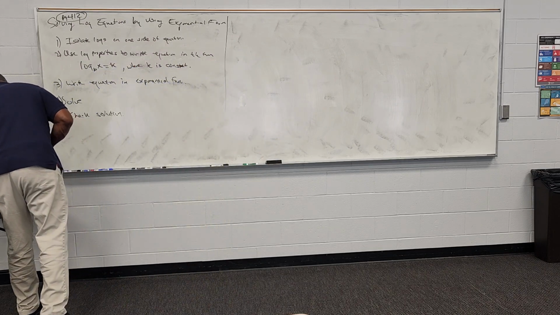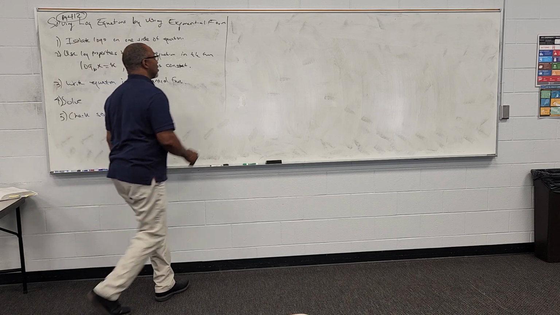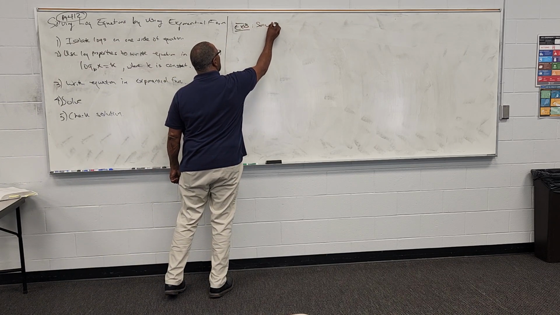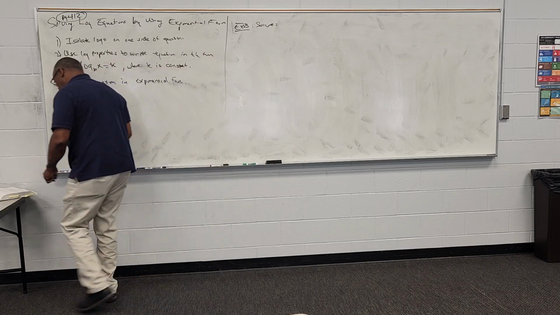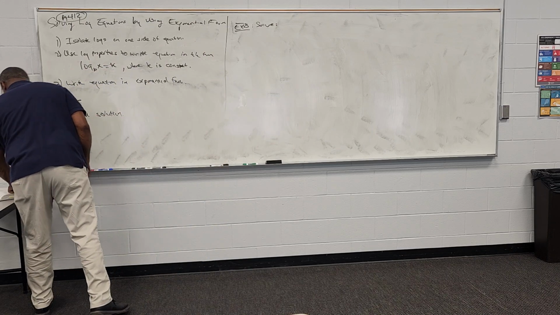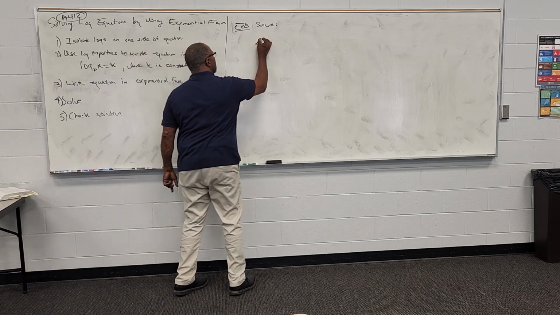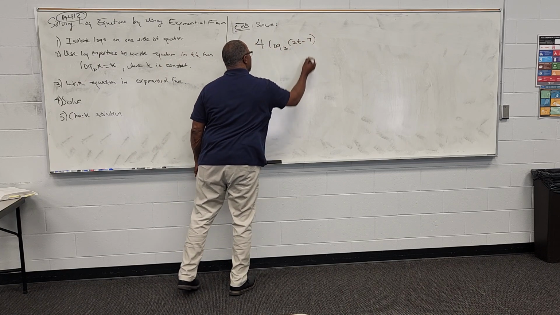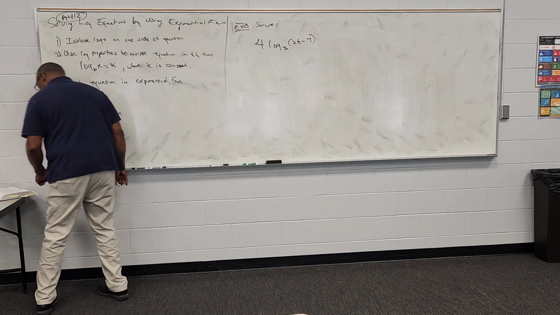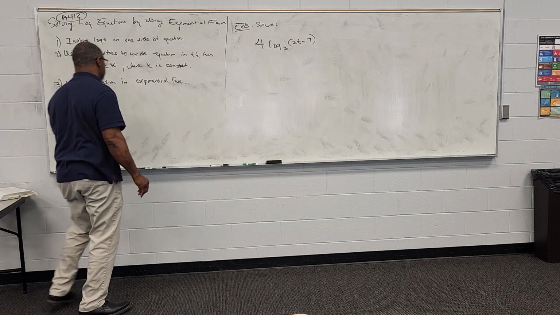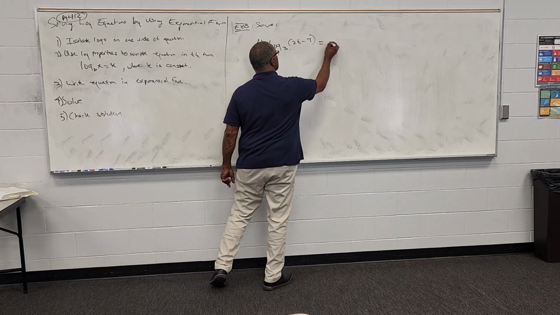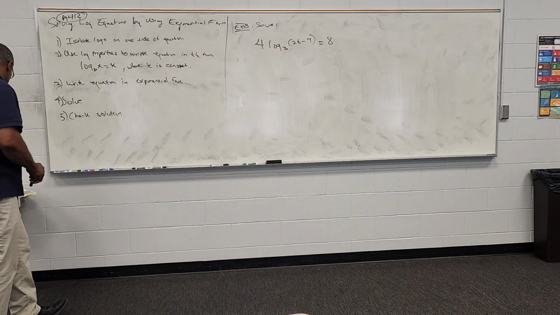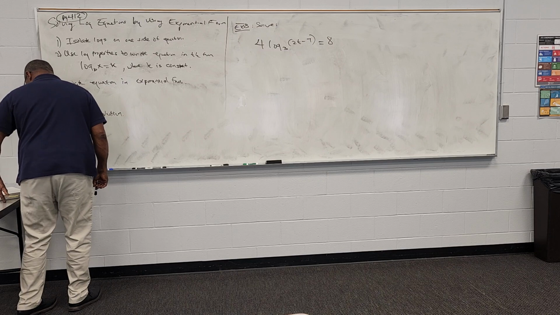So example 8. Solve. They say 4 log to the base 3 of 2t minus 7 equals 8.